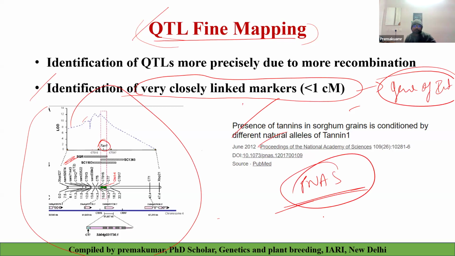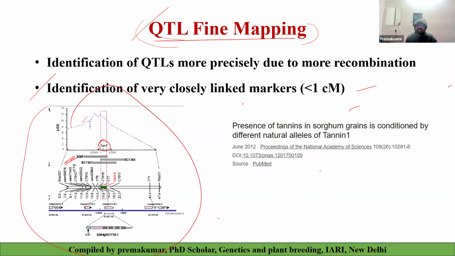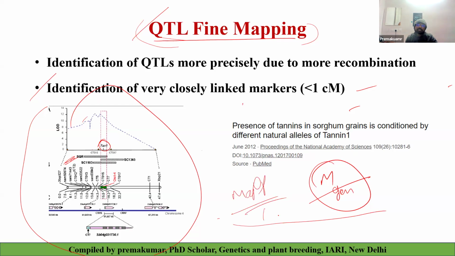Sir, why is it difficult to find a functional marker, sir? Actually, because it's very difficult. We are doing analysis, and a marker which is present within a gene you may get, but it is very difficult. For example, because we are using a mapping population, at most we are using 200, 300, 400.